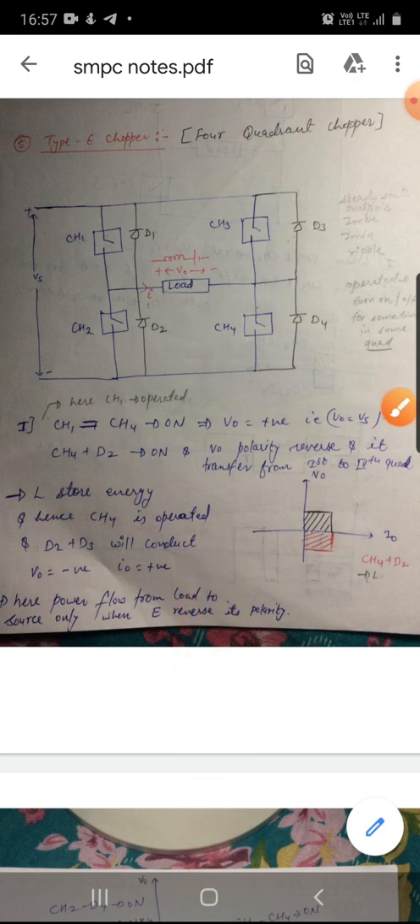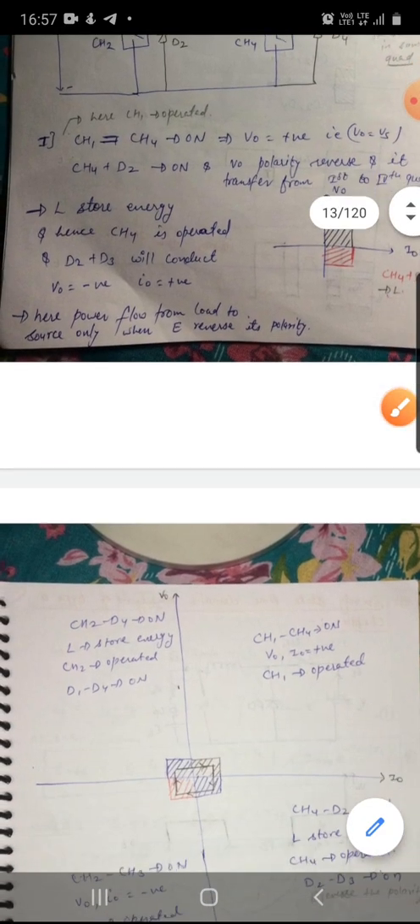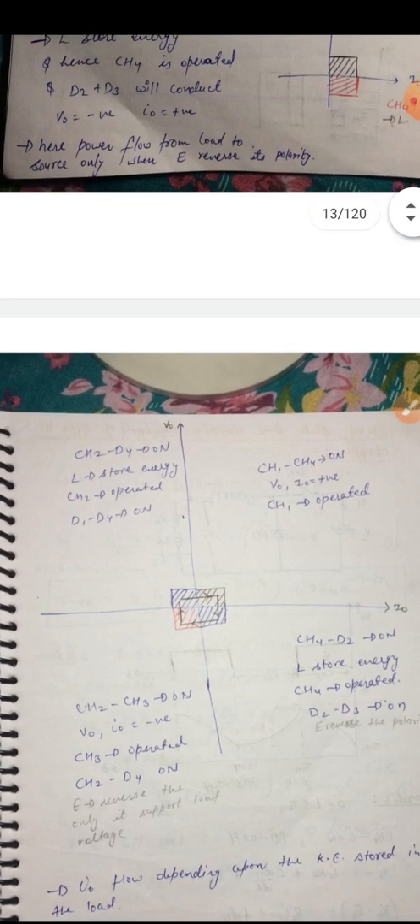So what will happen is this: it will provide four quadrant operation. This is V naught, this is I naught. This quadrant can be provided by this chopper, this quadrant also, this quadrant also, this quadrant also. You can get the working of all the four quadrants with the help of type E chopper.